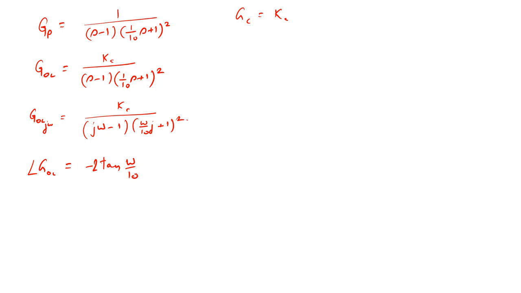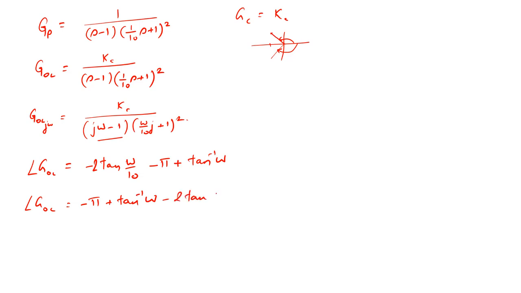So that's pretty straightforward. What about this guy? If I look at the denominator, let's look at J omega minus 1. Its real part is minus 1, so the angle is actually this, but when you put it in the denominator, not worrying about the magnitude, the angle would be the negative of that. So this is the angle of 1 over j omega minus 1, and this angle is going to be, it's clockwise, so minus pi plus tan inverse omega. So the angle of g open loop is actually minus pi plus tan inverse omega minus 2 tan inverse omega by 10.